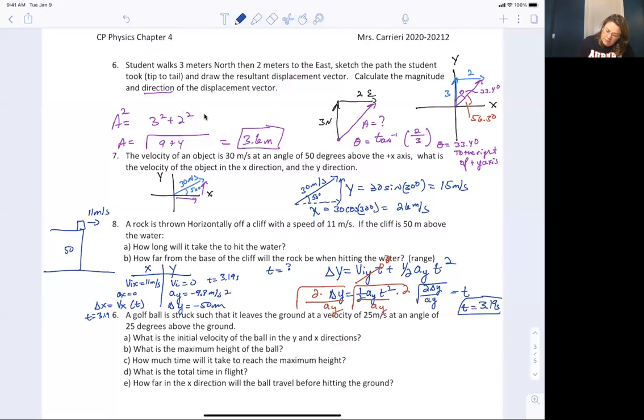How far? What does it mean? They want to know delta X. So now I have to use this equation. Delta X equals the initial velocity, which is 11 meters per second, times that time, which is 3.19, and we get delta X to be about 35 meters.